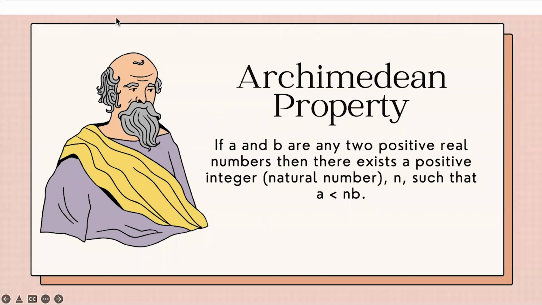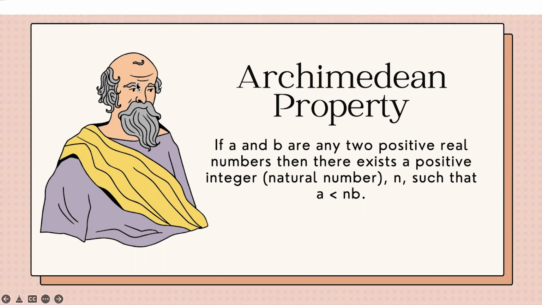Hello, everyone. This time I am going to talk about the Archimedean property. Actually, this just states that if we have two positive real numbers, suppose A and B, then there exists a positive integer, a natural number n, such that when you multiply n by the other positive real number, we can denote it as A is less than n times B. So that's the Archimedean property.